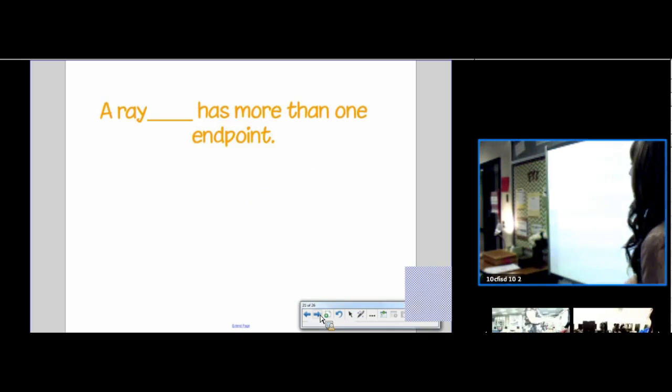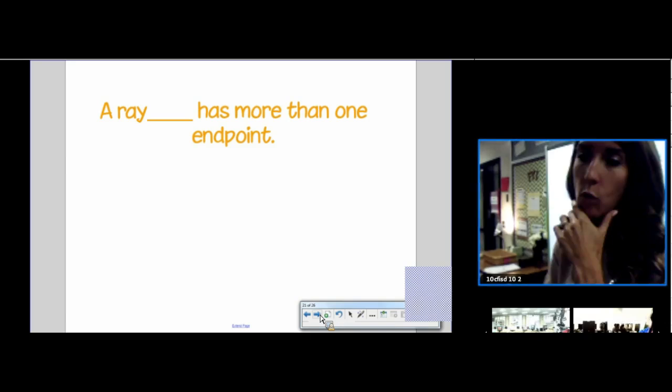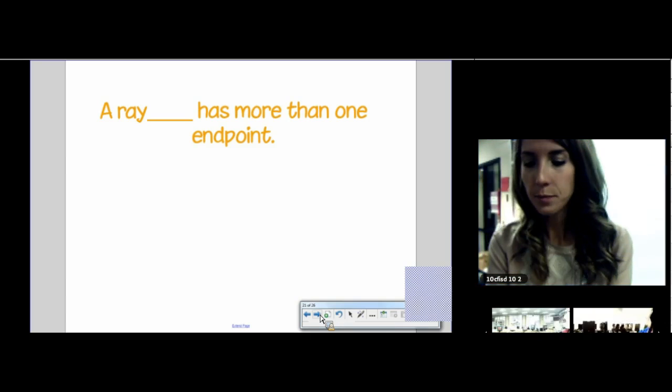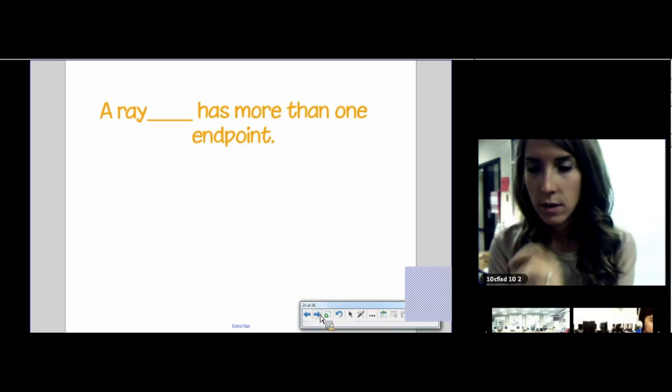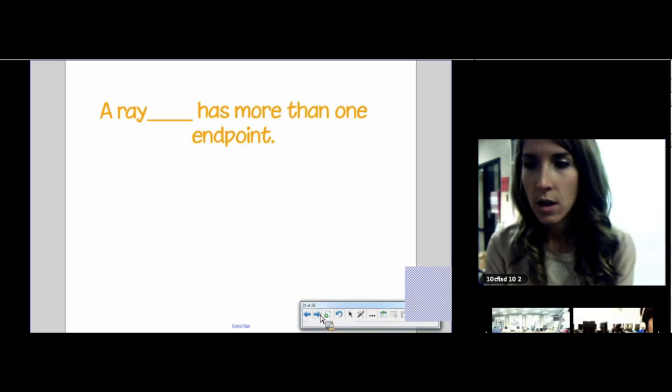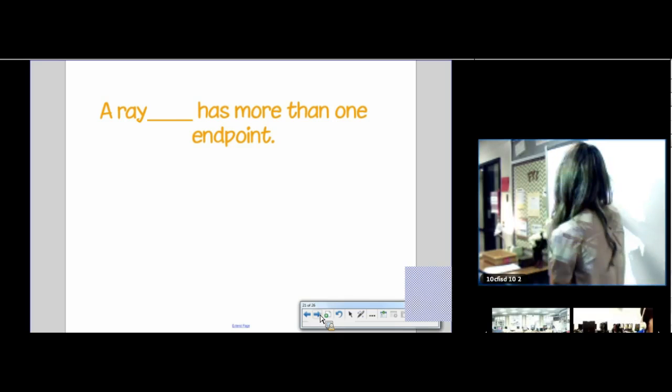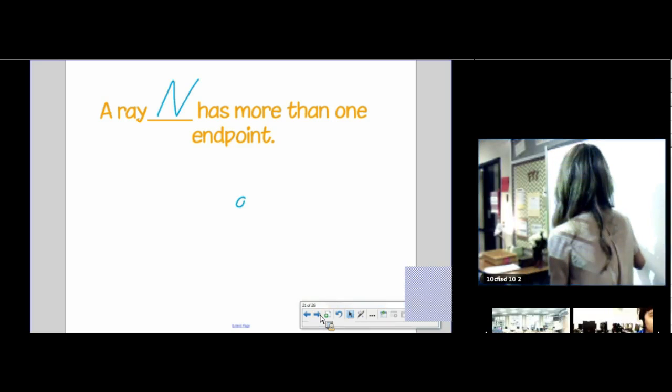A ray, always, sometimes, or never, has more than one end point. I'll answer that question. A ray never has more than one end point.